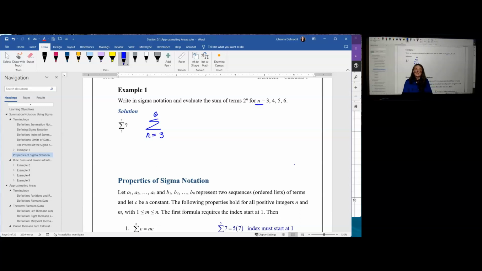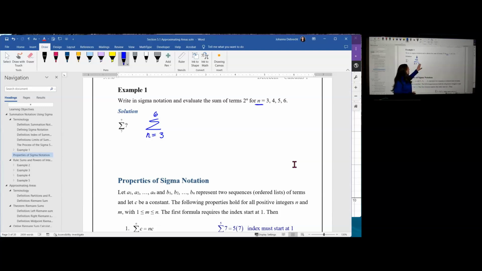It is common to use n or k, sometimes m or l, even j, for the index of summation. We used to use I all the time, but as we've learned more and done more with the imaginary number I, that got to be a little problematic. So we've gotten away from using I. The most common variables to use for the index are n and k.